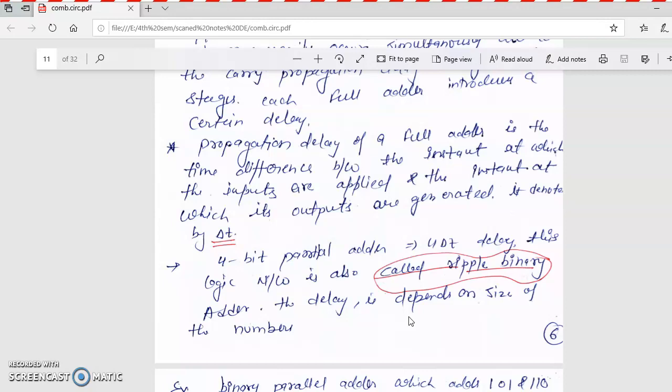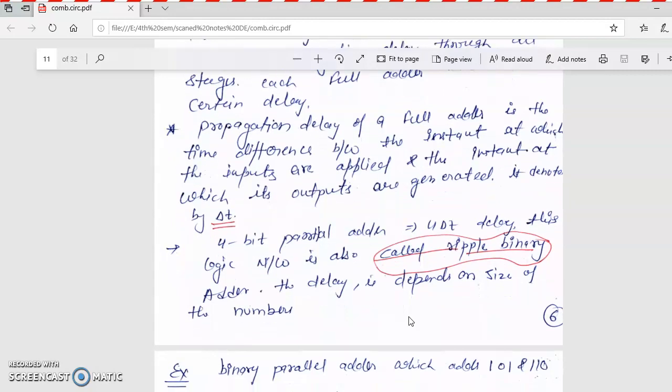The delay depends on the size of the number. If the number of adders is 4 bits, the delay is 4 delta t. If n bits, then the propagation delay is n delta t. This is very, very large.